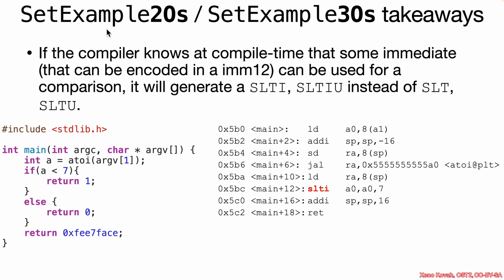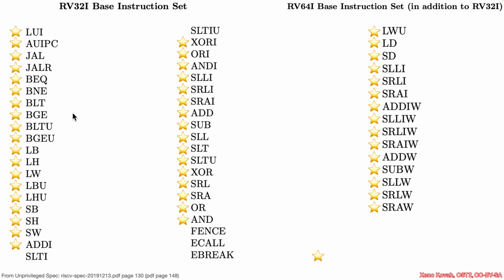So what are the takeaways from SetExample2 and SetExample3? Well, if you let the compiler know that there's a particular immediate, not something that's dynamically figured out at runtime, and if you do something that's going to cause some sort of set less than or a slt assembly instruction, then the use of an immediate will just generate the slti or sltiu, depending on the sign, whether a signed or unsigned comparison is appropriate. And basically it'll generate those instead of a slt or sltu when it doesn't know what the value is going to be.